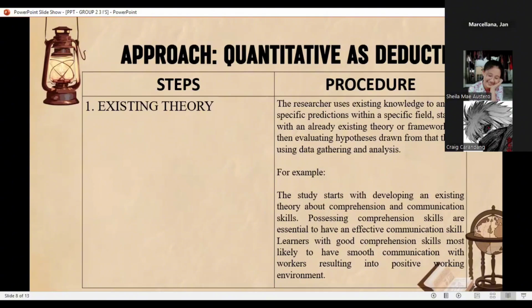Number 1, existing theory. The researcher uses existing knowledge to analyze specific predictions within a specific field, starting with an already existing theory or framework, and then evaluating hypotheses drawn from that theory using data gathering and analysis. For example, the study starts with an existing theory about comprehension and communication skills. Possessing comprehension skills is essential to have effective communication skills. Learners with good comprehension skills are likely to have smooth communication with workers, resulting in a positive working environment.